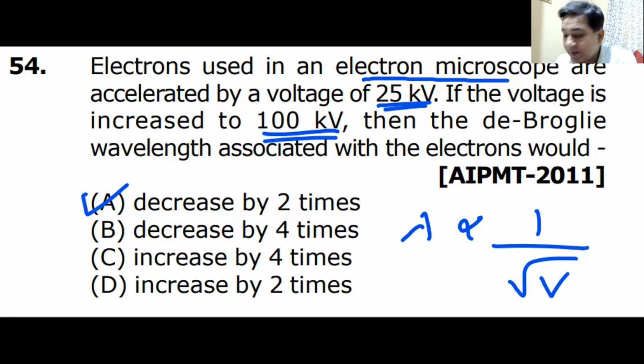That means if the potential becomes 9 times, then the wavelength will be decreased by 3 times. If the potential difference becomes 16 times, the wavelength will be decreased by a factor of 4. So that's it. That's all about matter waves and the photoelectric effect that we are done.